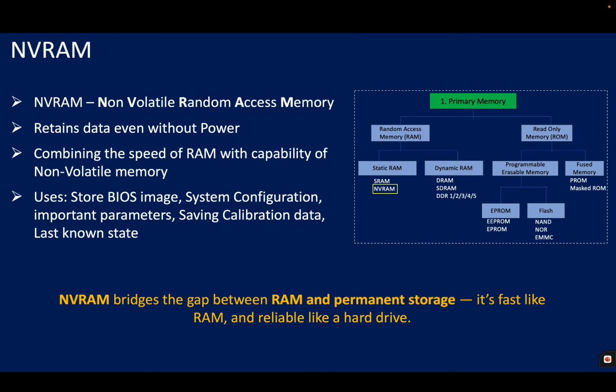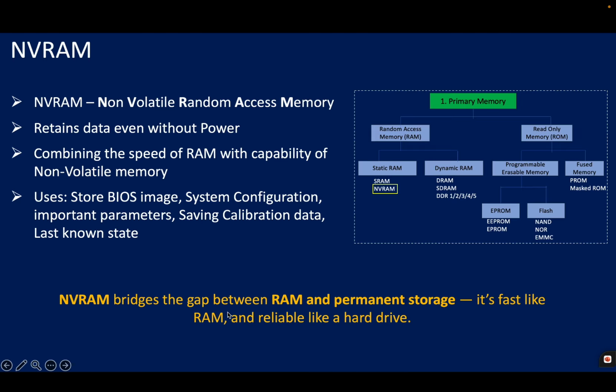The next memory, NVRAM. NVRAM stands for Non-Volatile Random Access Memory. Unlike regular RAM, which loses all its data when power is turned off, NVRAM retains information even without power. That's why it is called non-volatile memory. You can think of NVRAM as combining the speed of RAM with the storage capability of non-volatile memory. NVRAM is used in places where data needs to be retained across reboots or power cycles and needs faster access, like storing the BIOS image, system configuration, important parameters, saving calibration data, and saving the last known state.